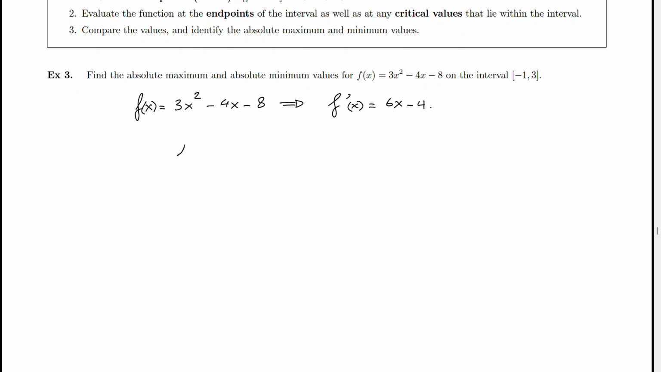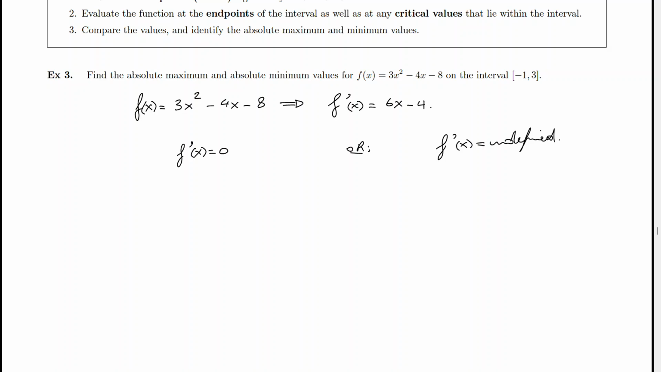And the next question we will ask is, what's going to make the derivative equal to 0? And what's going to make the derivative undefined? So we need those values where the derivative is equal to 0 or the derivative is undefined. Those are the places that we call critical values.